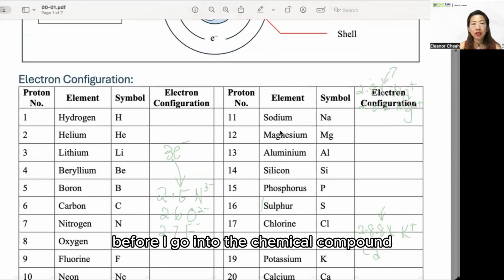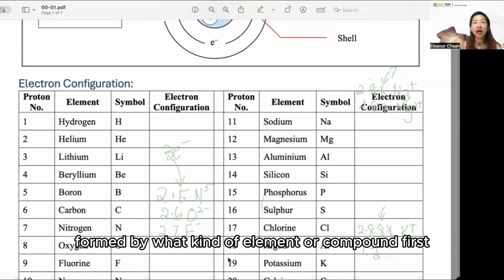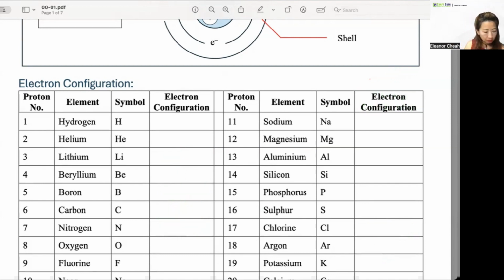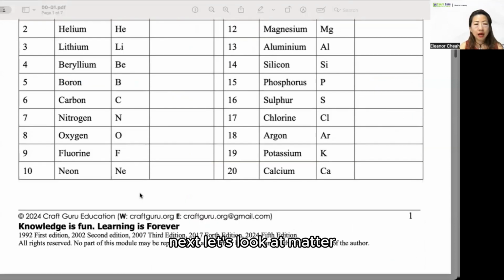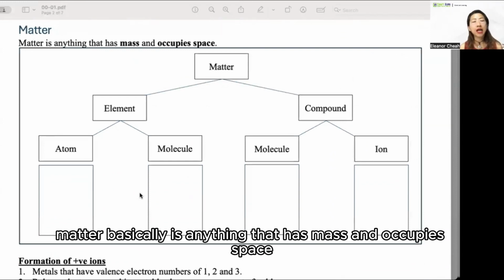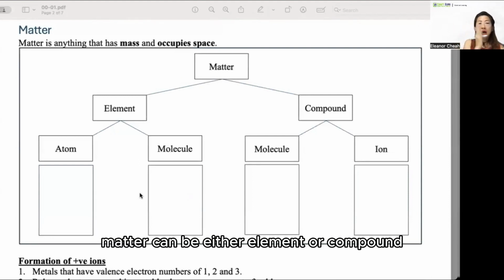Before I go into the chemical compound, let's look at the matter formed by what kind of element or compound first. First, let me clear the drawing on the screen. Next, let's look at matter. Matter basically is anything that has mass and occupies space. Matter can be either element or compound.